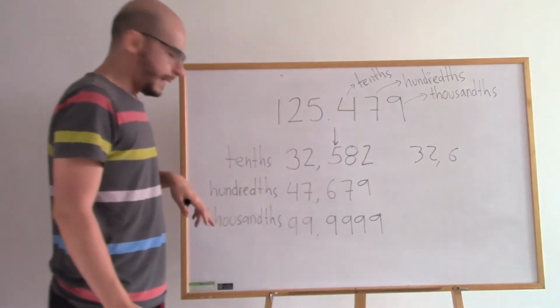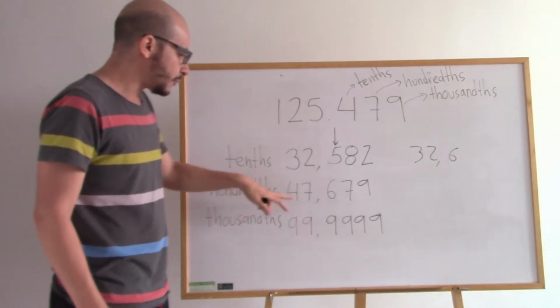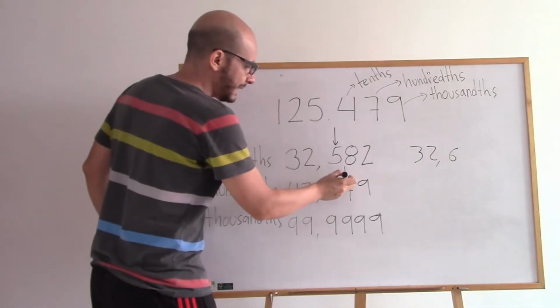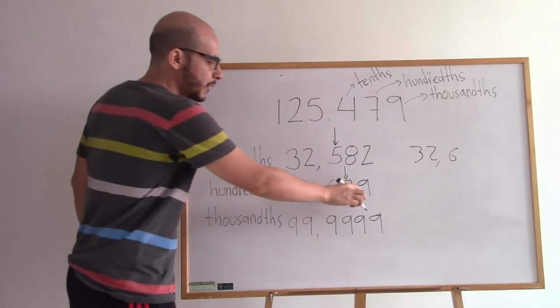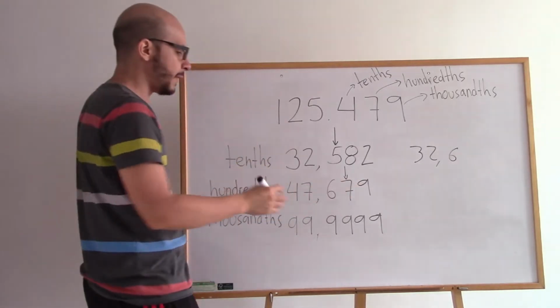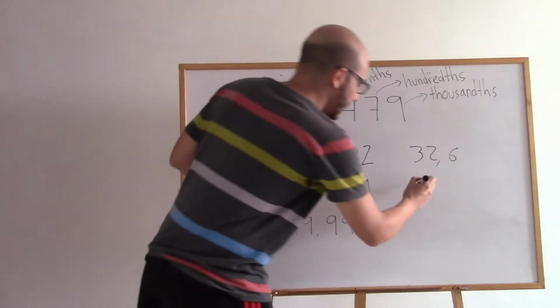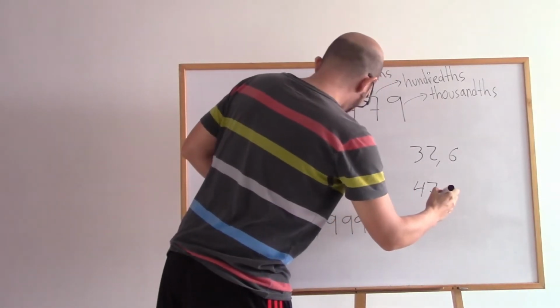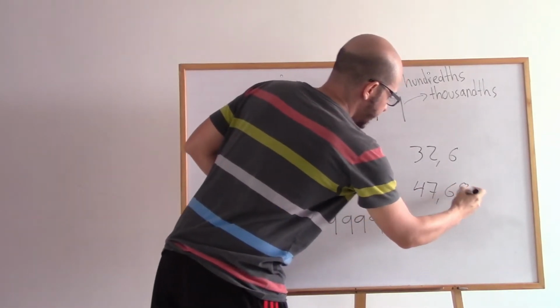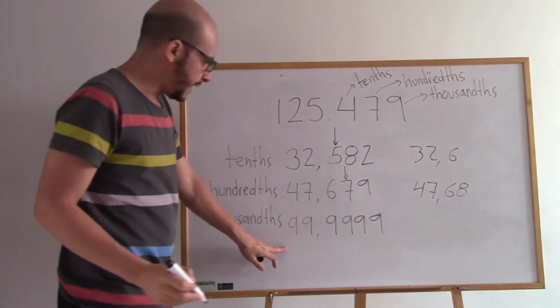32,6. In this case, we want to round to the hundreds. So what we have to highlight is the second decimal place. The number located on the right side is bigger than 5, meaning this 7 goes one digit up. So what we get is 47,68. And this last one is a very special case.